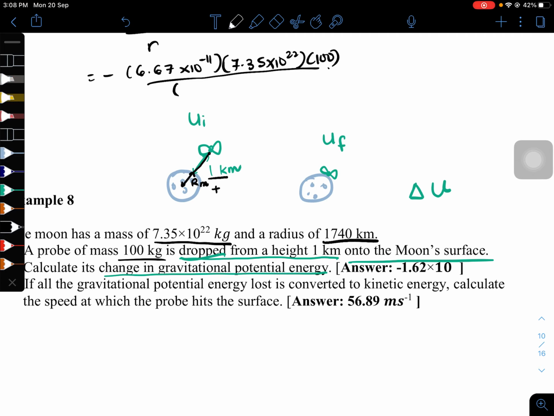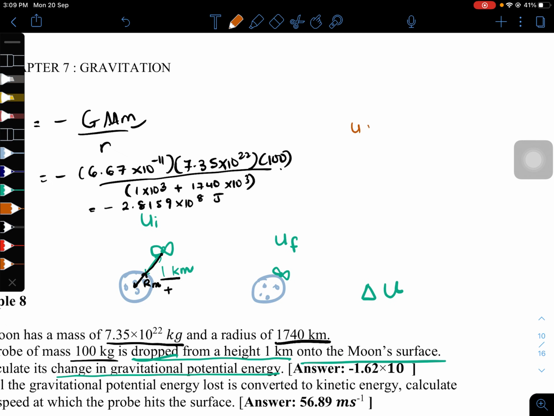So remember the SI unit for distance is meter. So you have to multiply by 10 to the power of 3 for kilo. And then this one, I think you will get 2.8159 times 10 to the power of 8 joule. Okay, there is a reason why Miss put 4 decimal places, you will see later. So let's try to do the next one to calculate the U final.